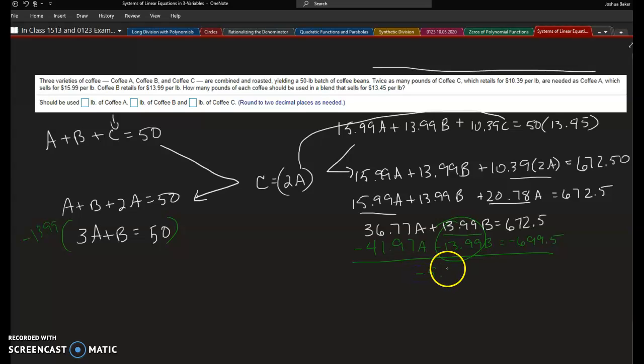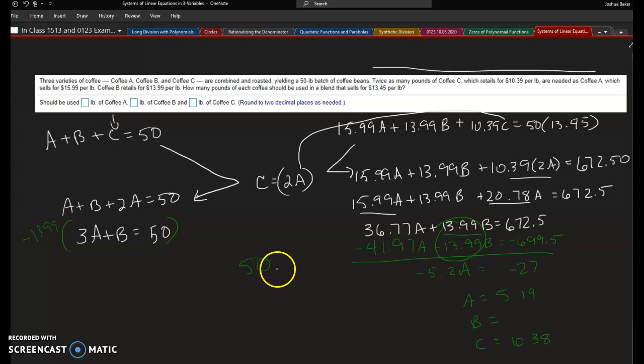I'm left with a negative 5.2A and a negative 27. And so when I divide both sides by the negative 5.2, I get that for coffee A, I need about 5.19 pounds. Okay. Now I know that I'm supposed to use twice as much for C. So if I multiply that times 2, I get 10.38 pounds.